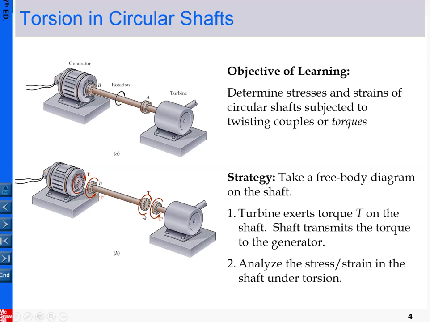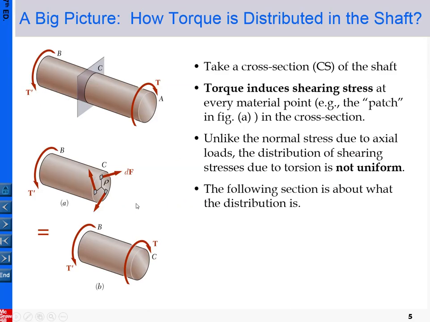That means the summation of the torque, this one plus this one, should be equal to 0. However, internally this shaft, any material point in the shaft, is under torsion. Before we go to the details, here is the big picture. The first thing everyone must know at this point is that the distribution of the stress in the cross section is not uniform. Please keep this in mind.